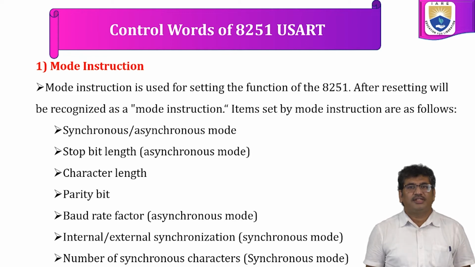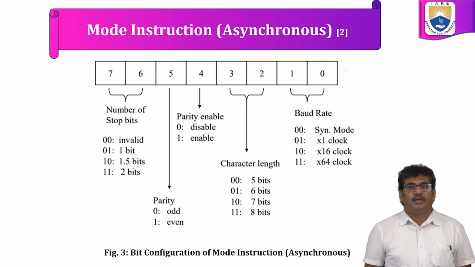The next one is for asynchronous communication: what is the baud rate factor? Next, internal or external synchronization for synchronous mode. How many synchronous characters we have to send in the synchronous mode? The format or bit configuration for the mode instruction control word is as follows, shown in figure 3.